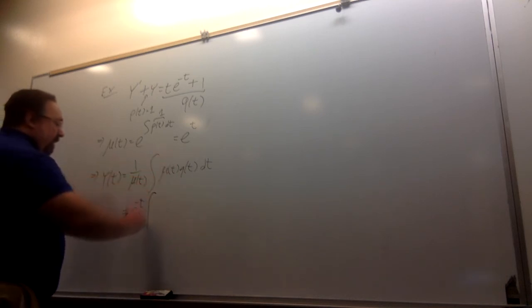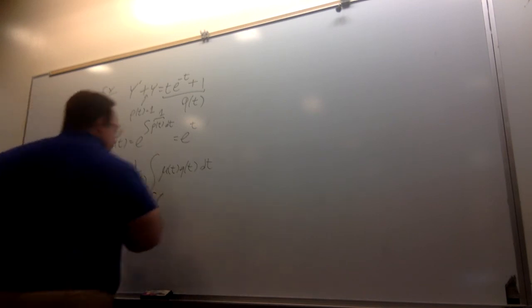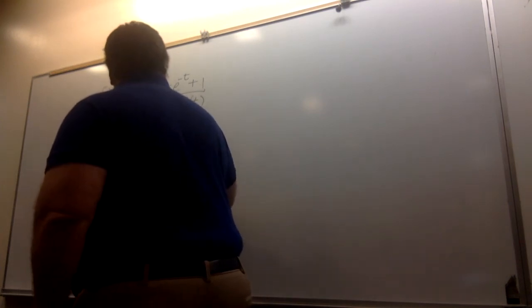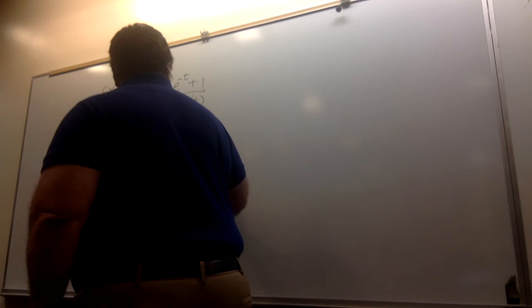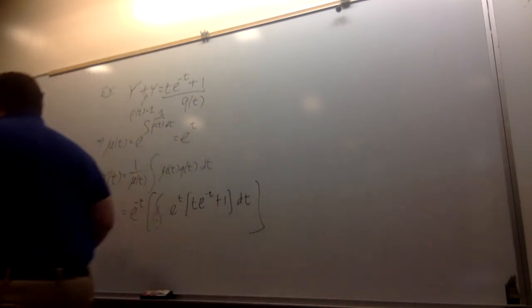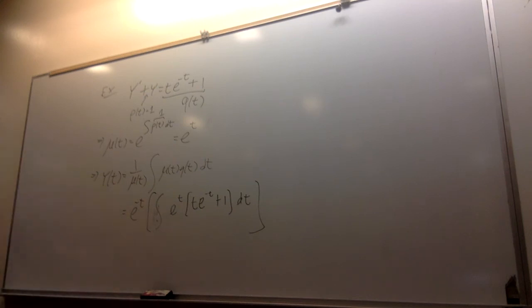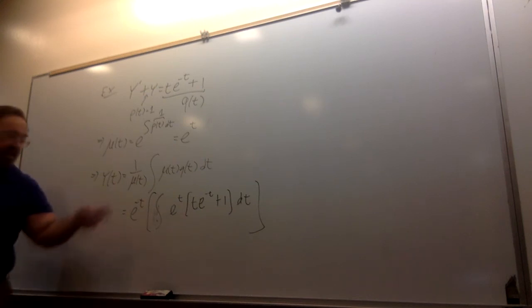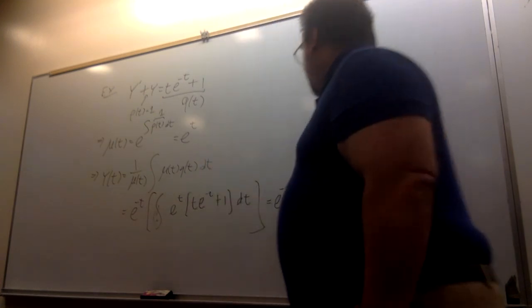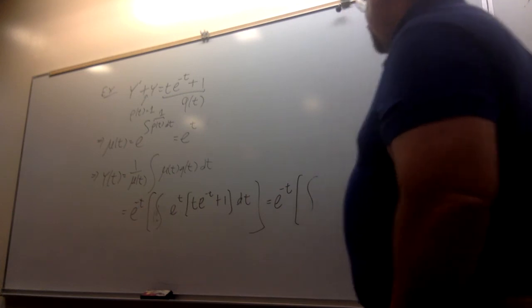Here we fill in the integral, e to the t, and then q of t, t e to the minus t plus 1. So before we integrate, you should take that e to the t and just distribute. Leave the e to the minus t outside though. So inside the integral, what does it simplify to?